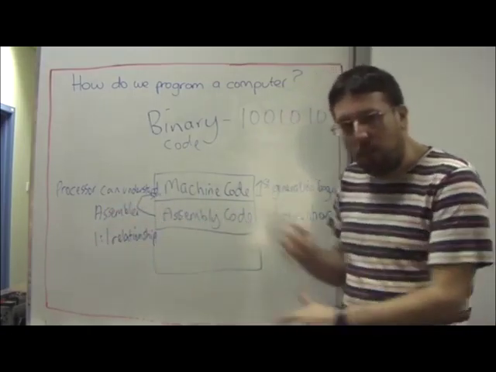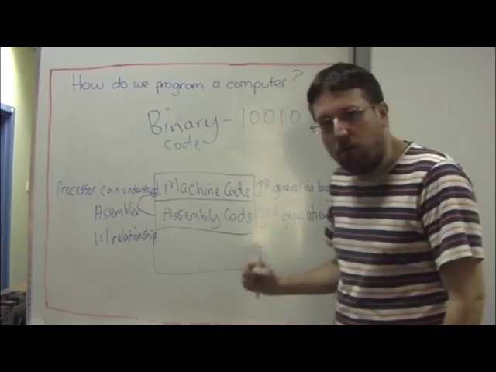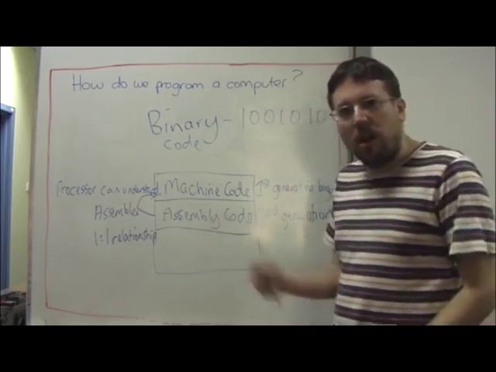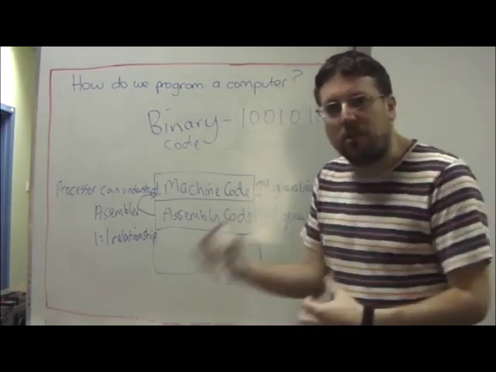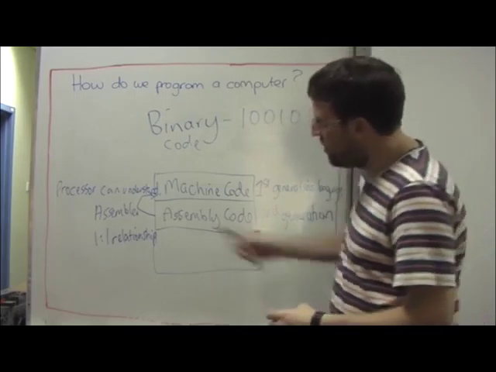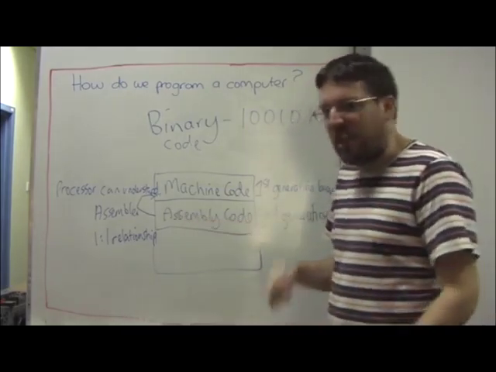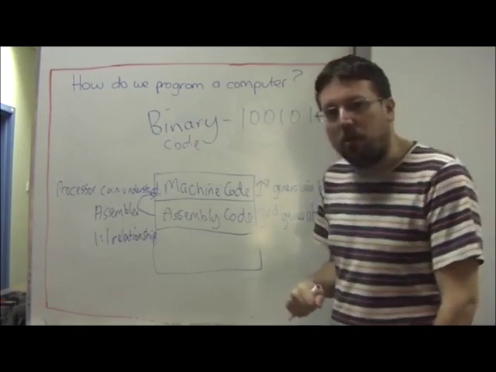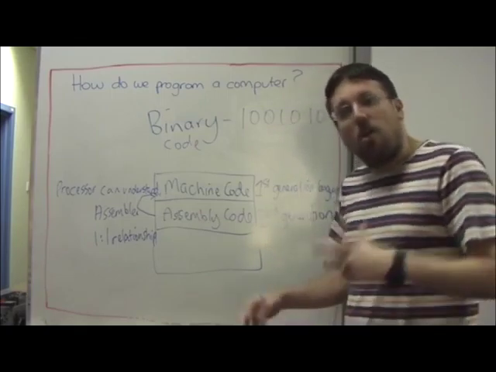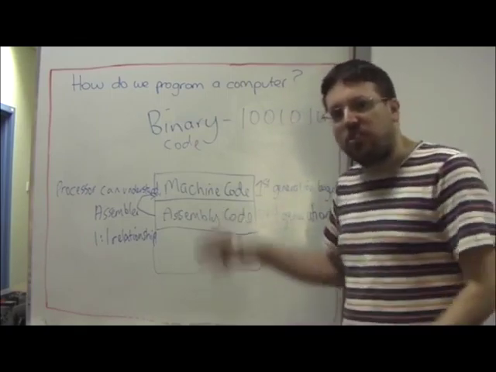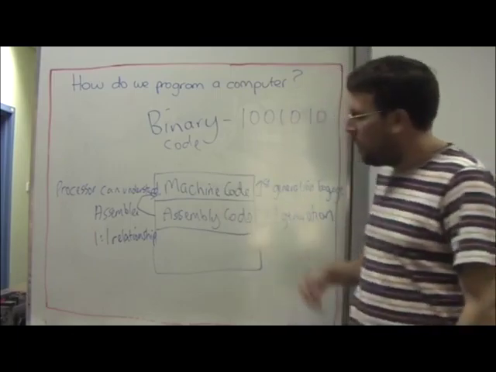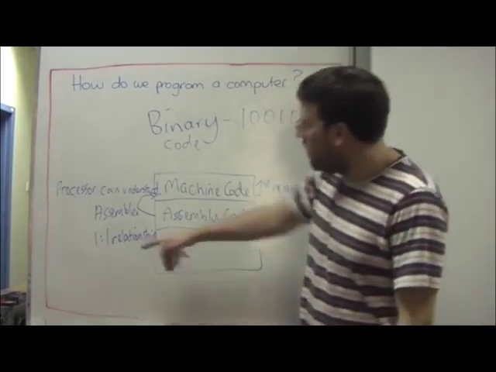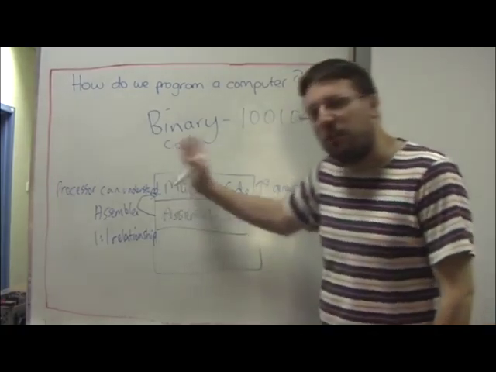So we tend to write operating systems in assembly code. Computer games, obviously, we need to optimize to run as fast as possible, so computer games tend to be written in assembly code, because assembly code instructions tend to run faster and take up less memory. And there's a one-to-one relationship between our assembly code instructions and our machine code instructions.